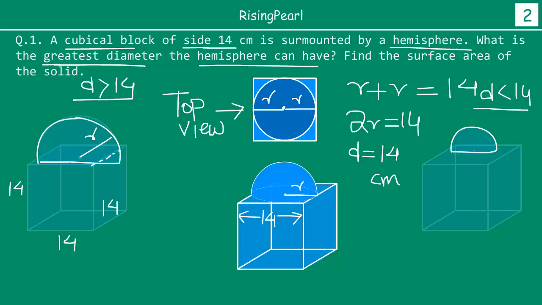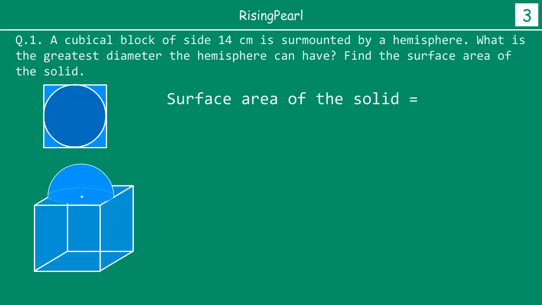So it's important, friends, to take a moment and visualize these questions, right? If you are not able to follow any of the steps we talked about, please pause the video and go back and play it again to make sure you can follow the way we are discussing it here. Now let's clean this up. We have answered the first part of the question, which is what is the greatest diameter the hemisphere can have, and the answer is 14.